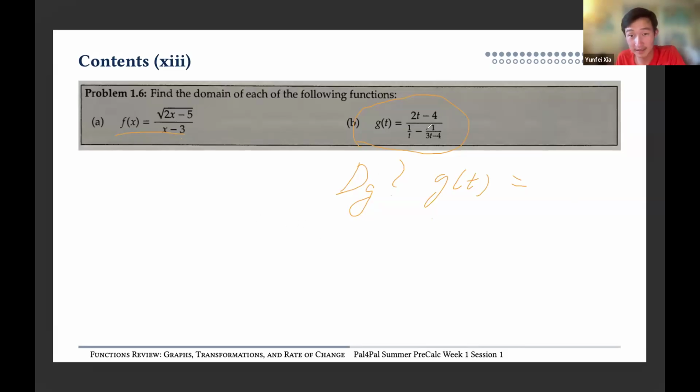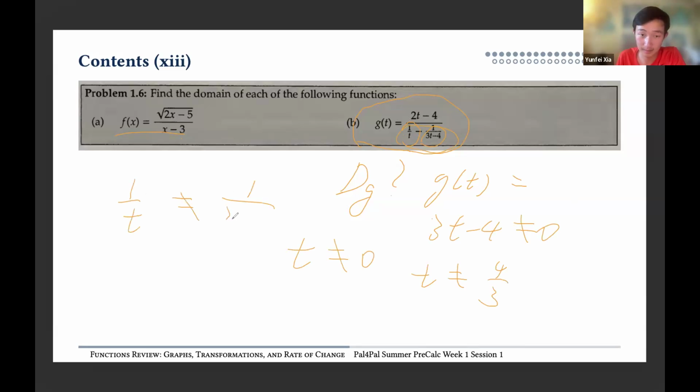Okay, so we can go with the same idea: first, t cannot be 0 because we have a fraction here. And then 3t minus 4 cannot be 0, so therefore t cannot be 4 over 3. And then this whole thing cannot be 0. So therefore 1 over t cannot be equal to 1 over 3t over 4. And how do you solve this equation?